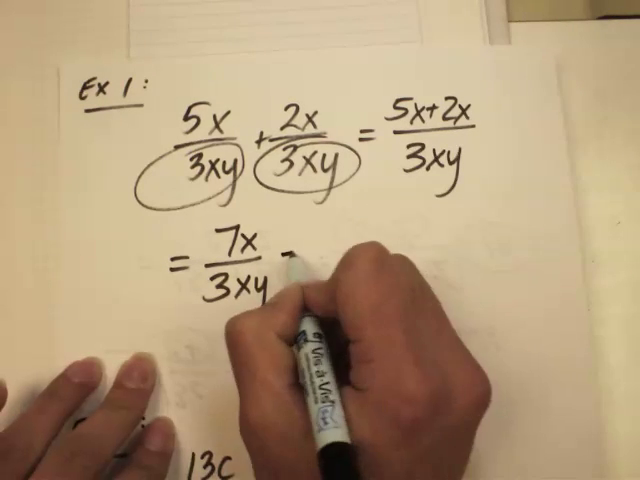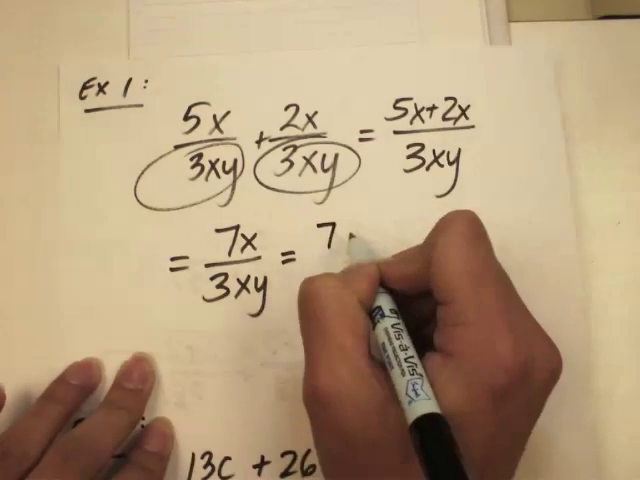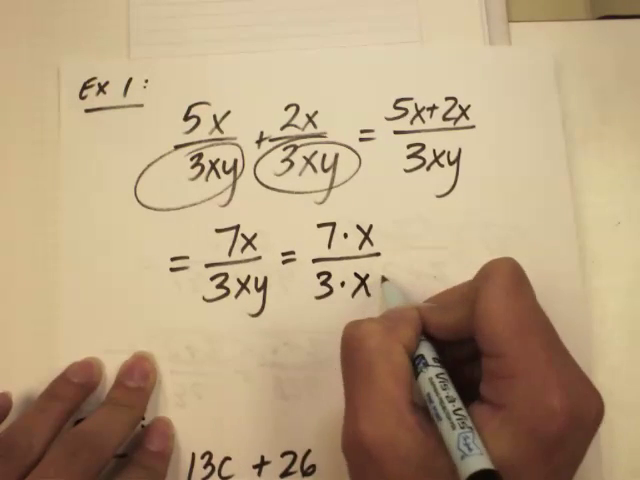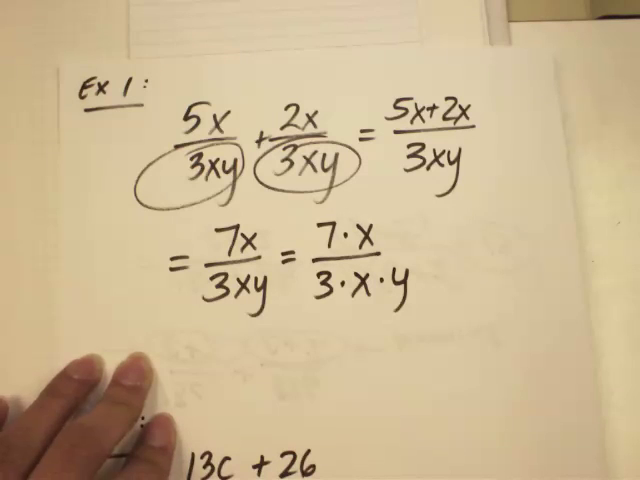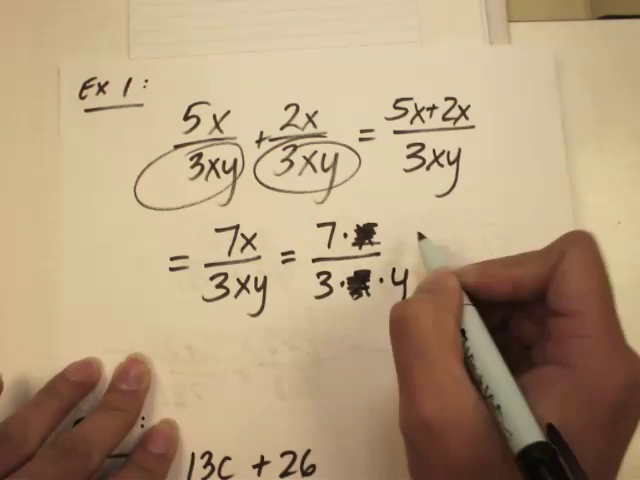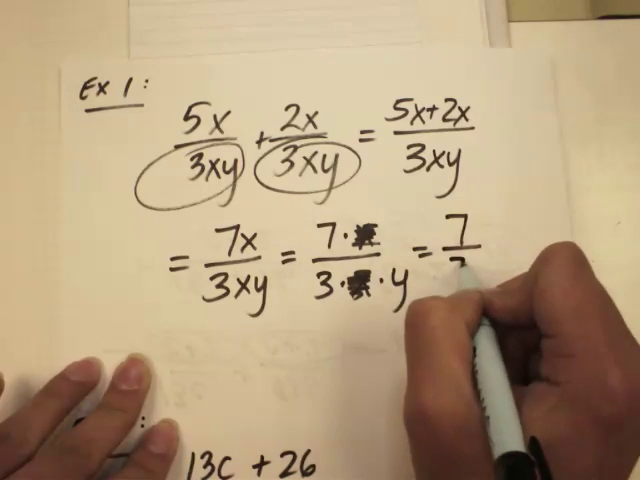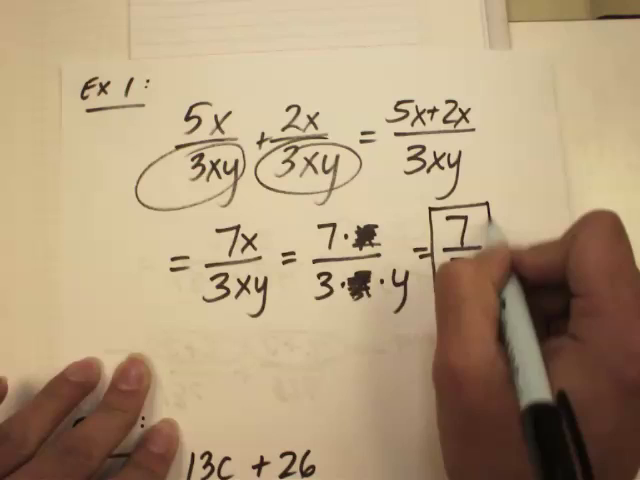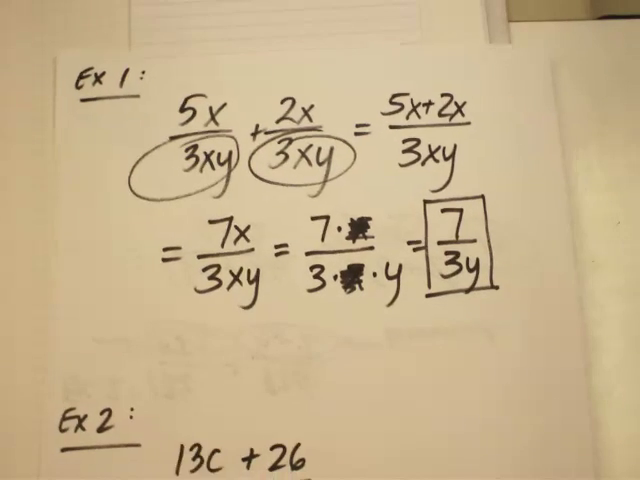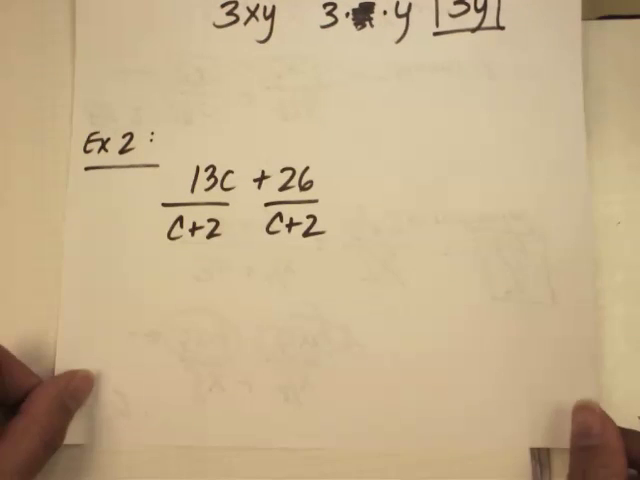Okay, each one of these is a factor, so it's 7 times x really that you're looking at, 3 times x times y that you're looking at, so we can cancel out any common terms in the numerator and the denominator. Okay, so 7 over 3y. Cancel out any common factors. Okay, all right. Let's take a look at example number 2.